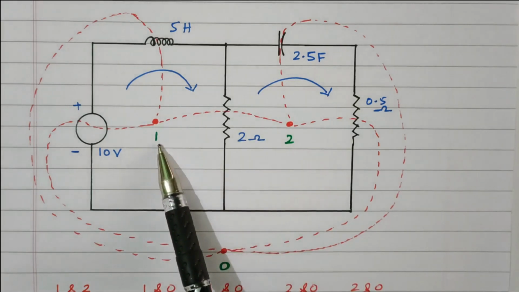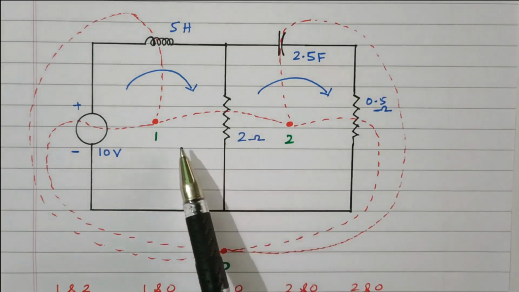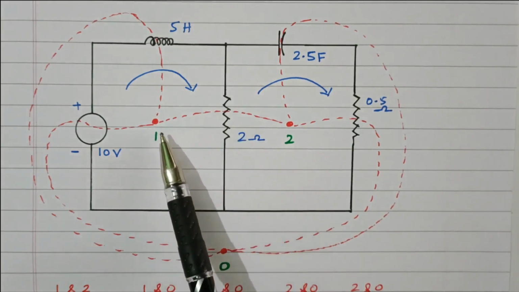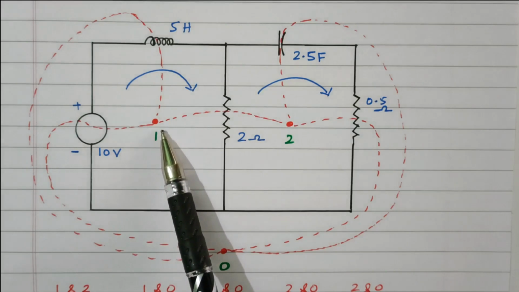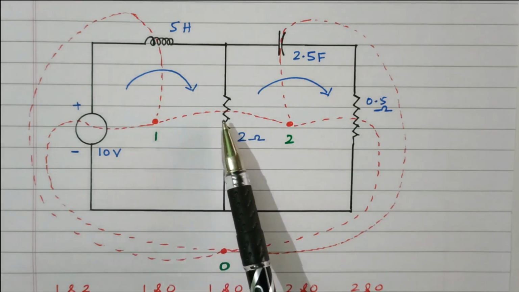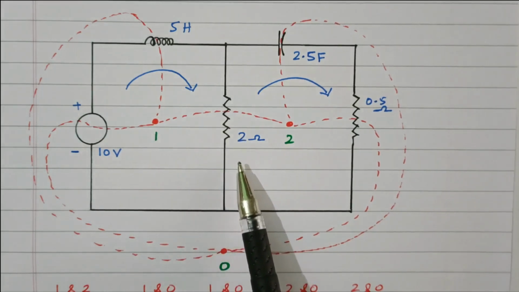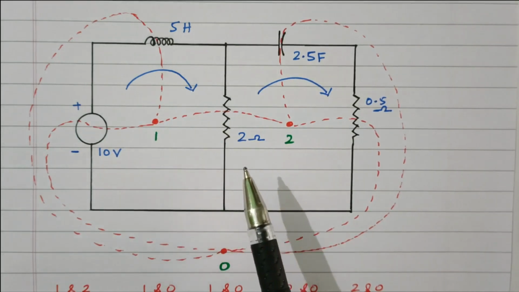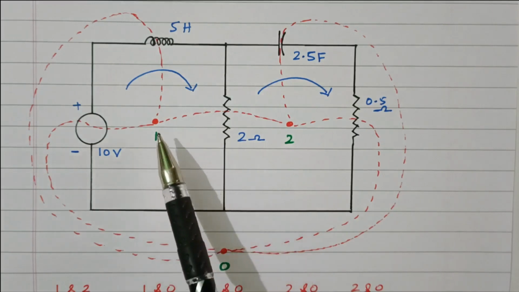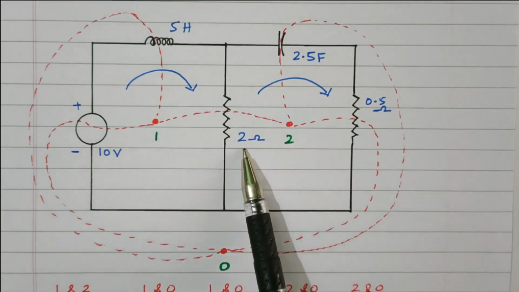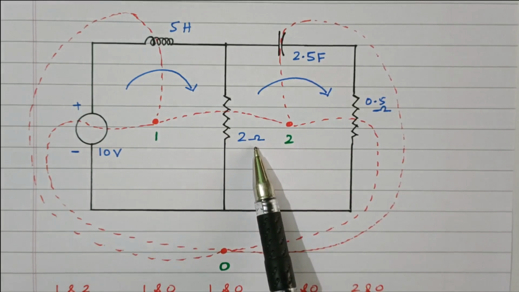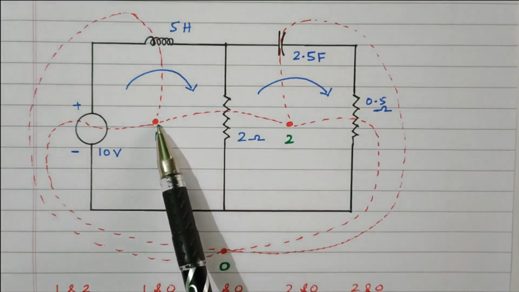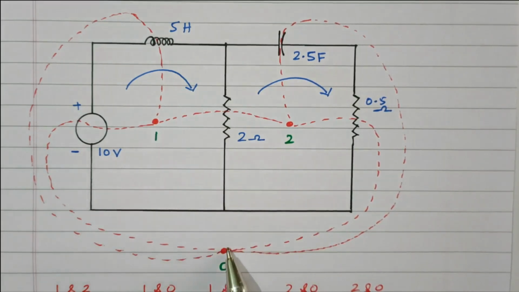First we will connect dots 1 and 2 through the elements, now by the dotted lines. The dotted line is drawn between 1 and 2 through the 2 ohm resistor. What will happen? This 2 ohm resistor will be converted into 2 mho conductance. So between 1 and 2, the 2 ohm resistor is converted into 2 mho conductance. Now we'll connect dots 1 and 0.